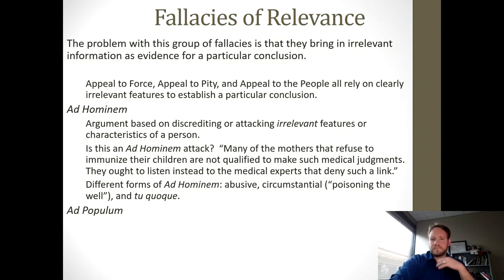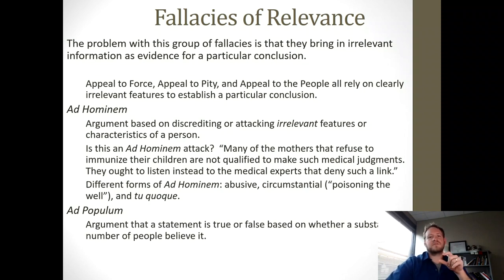So the ad populum, this is an argument where we make a statement true or false based on whether a majority or a substantial number of people believe it, right? You might give this argument if you ever come across a flat earther or something. You might say, oh, the earth has to be round, right? And the reason you might give is, well, so many people believe it, right? So many people believe the earth is round. Now, what you've done there is you've committed an ad populum fallacy, right?